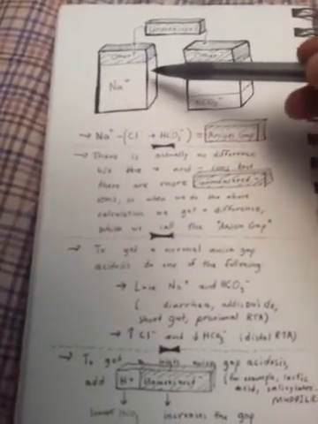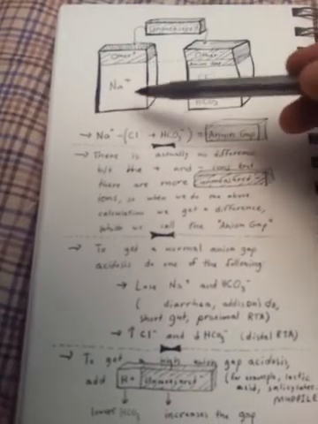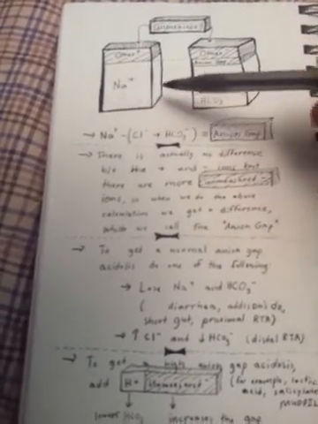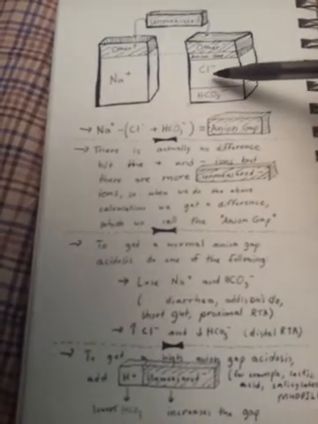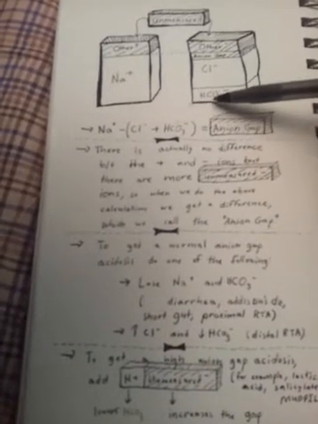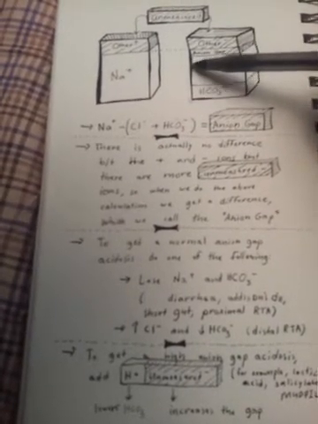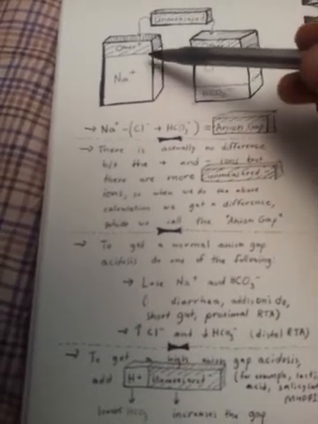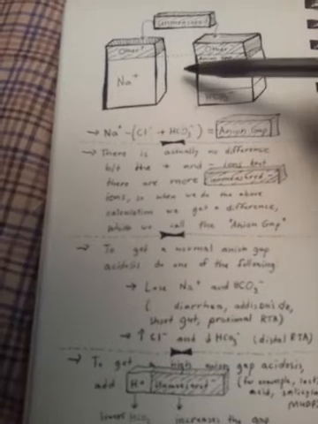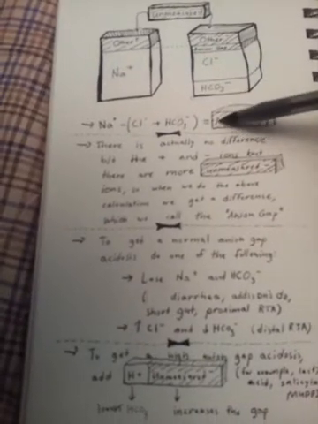So when you do this weird calculation, sodium minus chloride and bicarbonate, you get this little number right here, which is the anion gap. This minus this gives you this little bit of a difference, and that's called the anion gap. Okay, so that's the definition of anion gap.